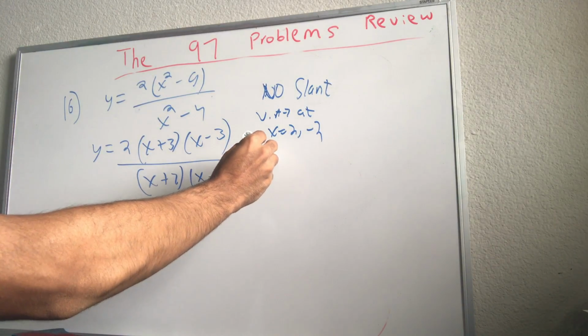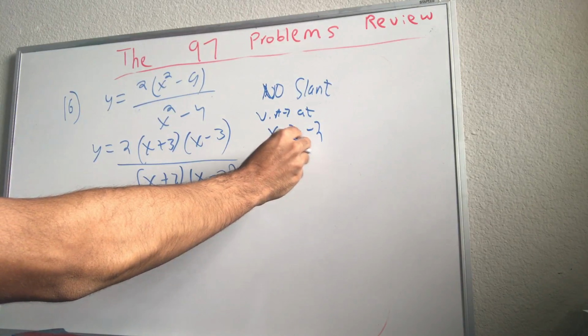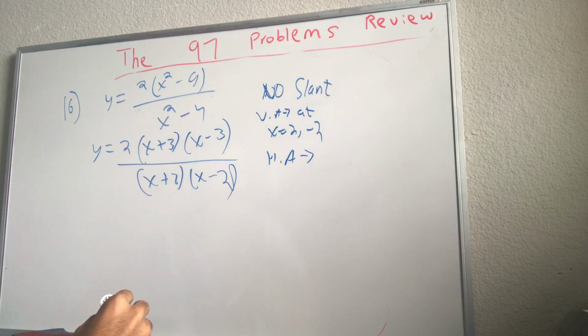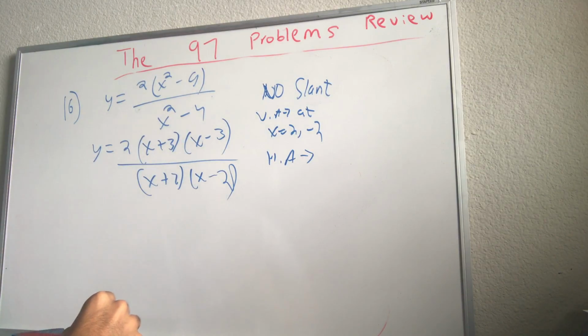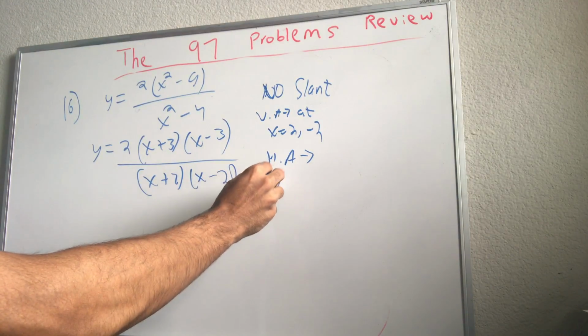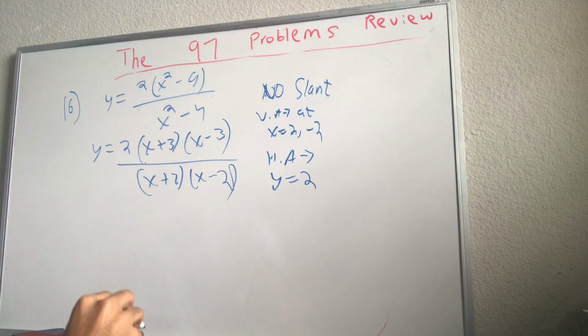Our horizontal asymptote is just the division of a and b, which are really the coefficients, because we know that the degree is the same in the numerator and the denominator. So it's just saying that the horizontal asymptote is the equation y is equal to 2 divided by 1, or just y is equal to 2. So the horizontal asymptote is y is equal to 2.